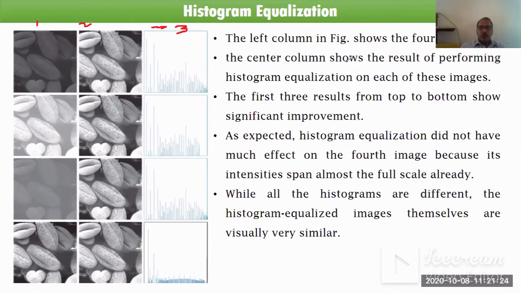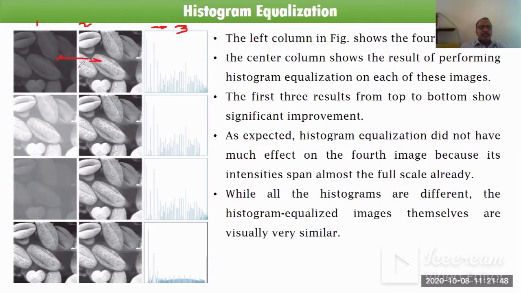The center column shows the result of performing histogram equalization on each image. Now see, the first three results from top to bottom show significant improvement. Now see this image and this image. This histogram equalized image and this original image. See the difference between these two images.